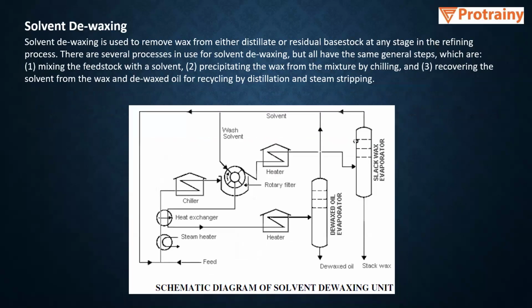Then similarly, solvent dewaxing. Here we dewax whatever final products we are getting from the fractionating column in this particular unit.